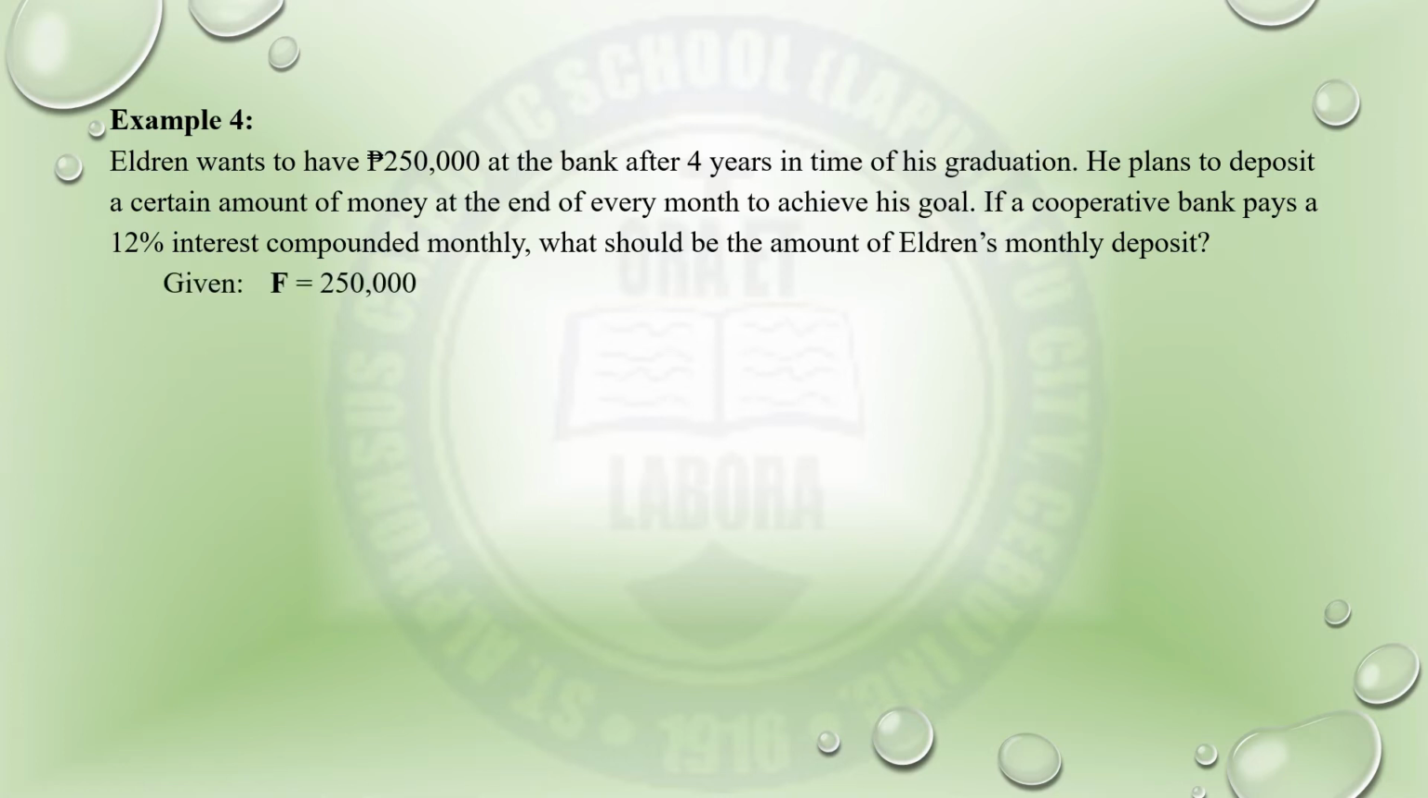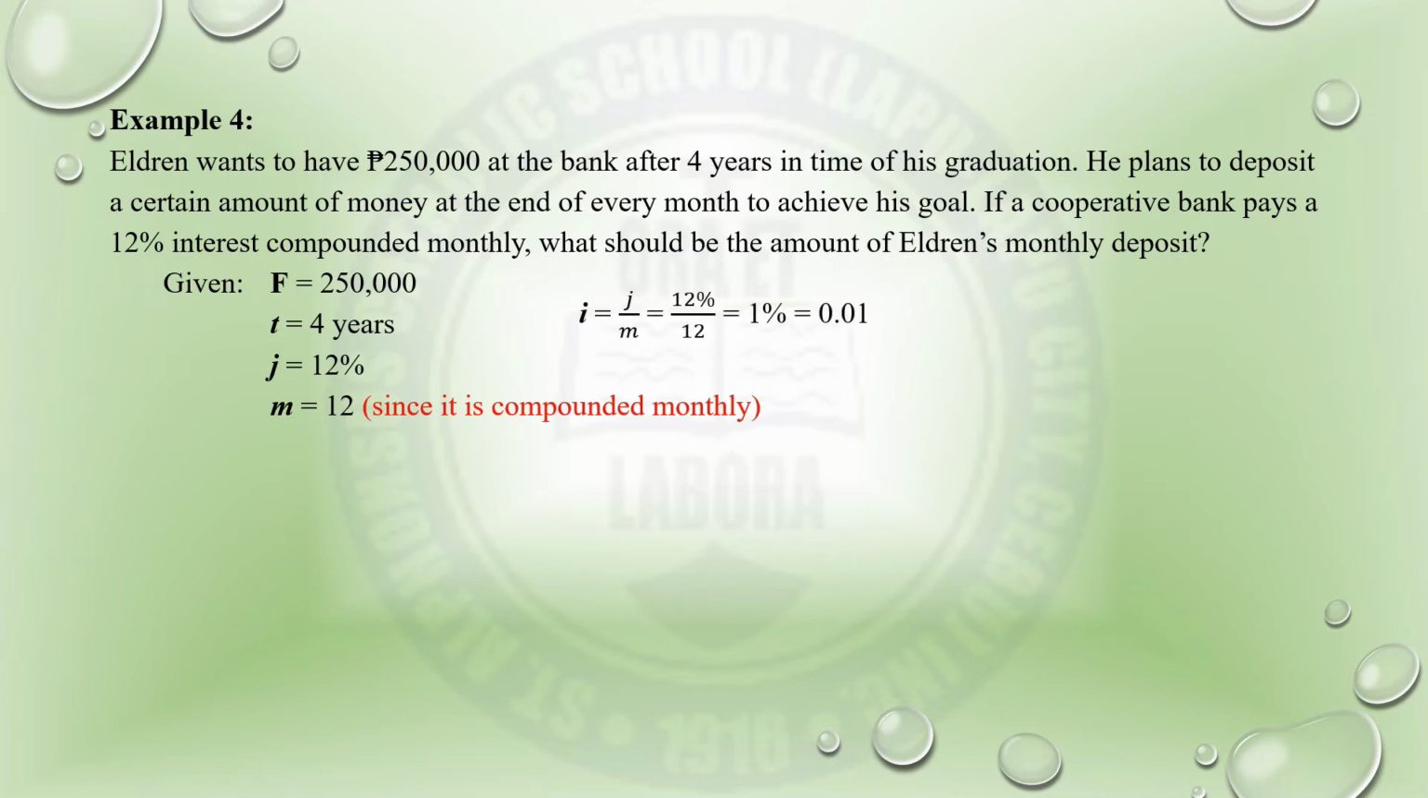Given: F, or the final amount or the future value, is equal to 250,000 because this is what Elgin wants to have after 4 years. T is equal to 4 years, which is the time or the term of the annuity. J, or the interest rate, is equal to 12%. M, or the conversion period, is equal to 12 since it is compounded monthly.